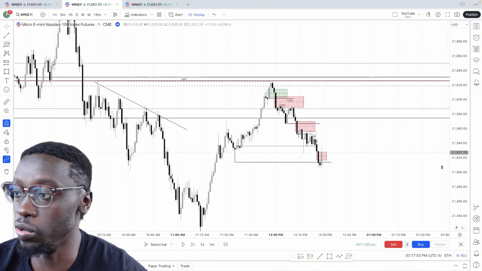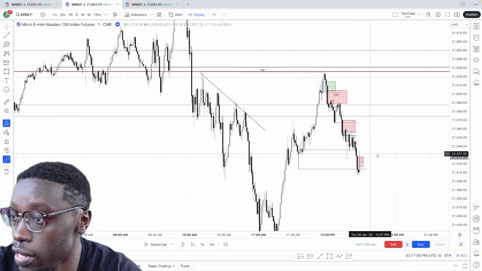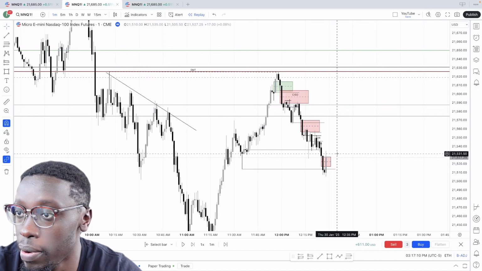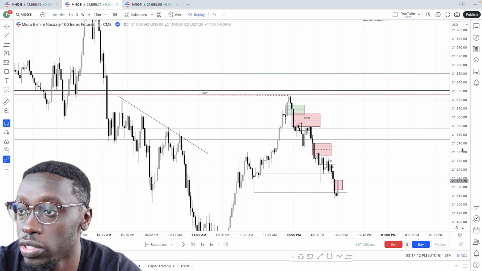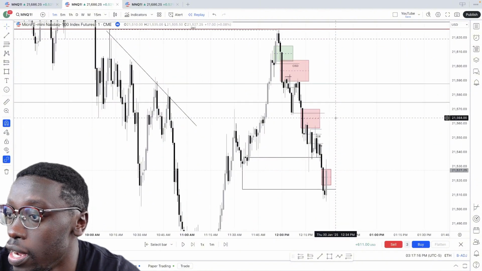And you can see the logic behind it. You can see it's very algorithmic. There's nothing here in which I'm sitting here trying to guess which way price is going to go. I'm waiting for price to show me what it wants to do, and then I'm reacting. So that was today's trade.